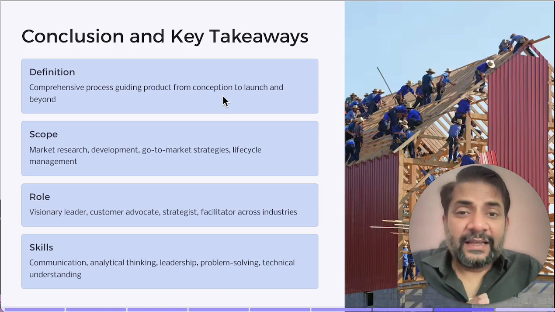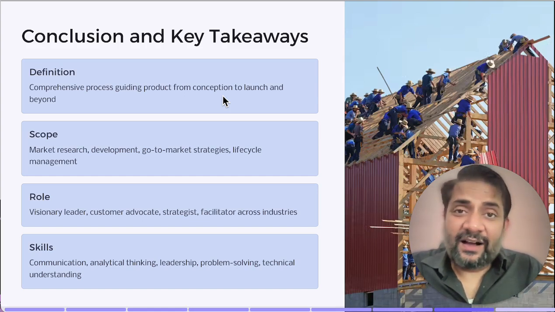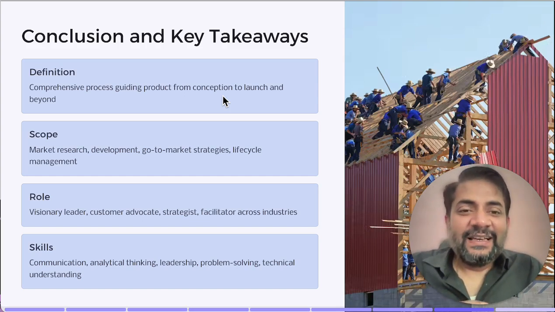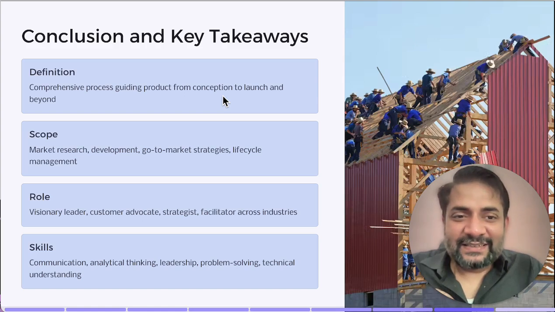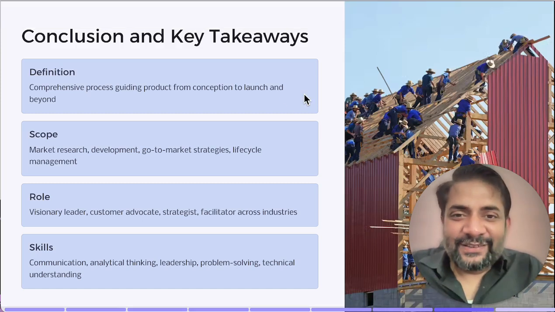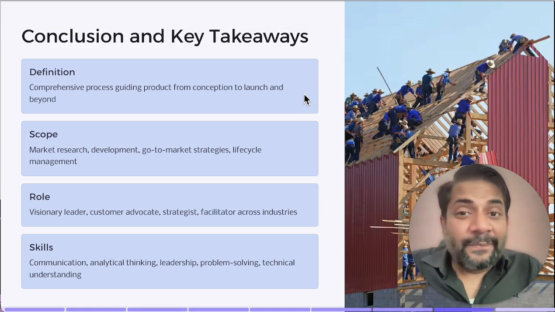Industry examples: product managers are vital in technology, healthcare, consumer goods, finance, and more. Essential skills: communication, analytical thinking, leadership, problem solving, and technical understanding are crucial for success. Remember, effective product management is a key driver of business success, with 85% of companies acknowledging its significant impact. I don't see a better reason or a better way of understanding the importance of product management.